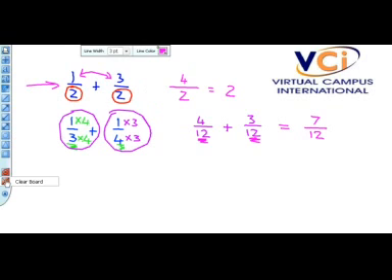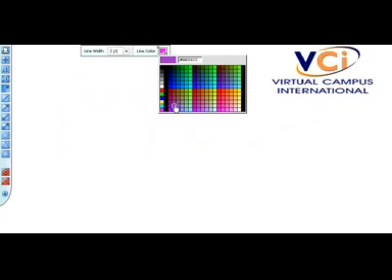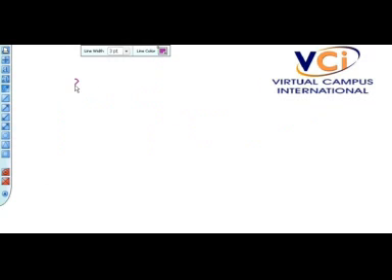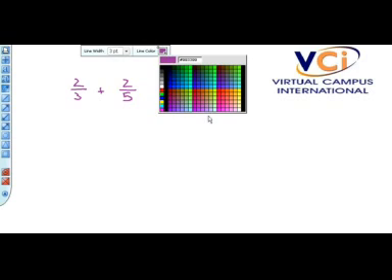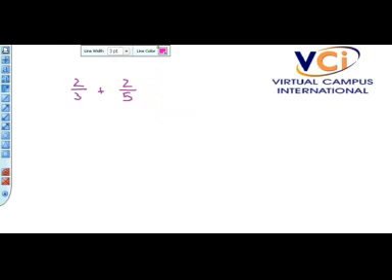Alright, so let me give you an example then that you can try and do for me. Let's say we've got 2/3 plus 2/5. Okay, what do we need to see first of all? Before we can even proceed, there is something that you need to see. The denominators are not the same. Okay, they are not the same. So, what's the smallest number that 3 and 5 can divide into?